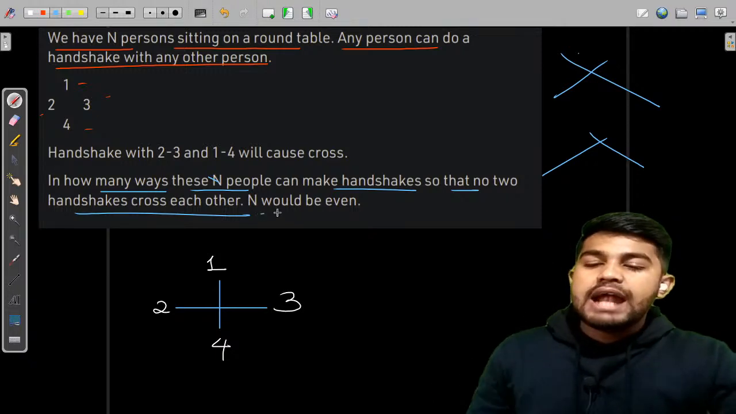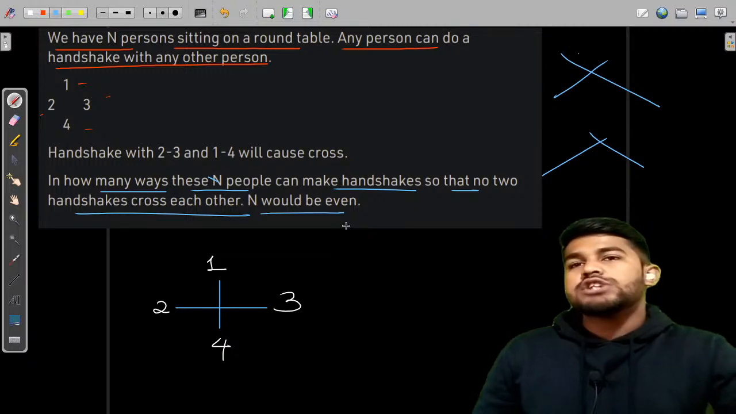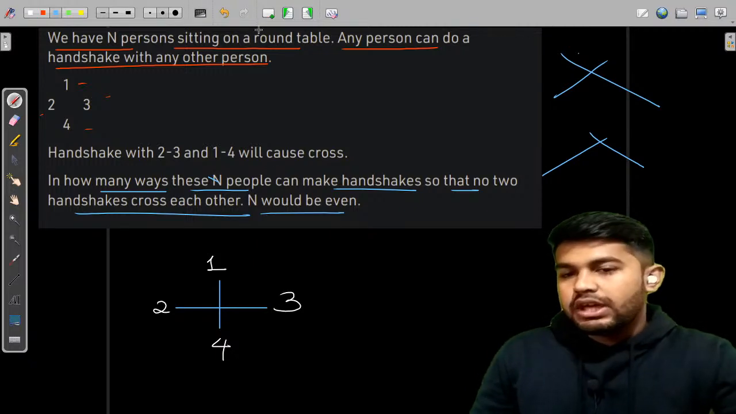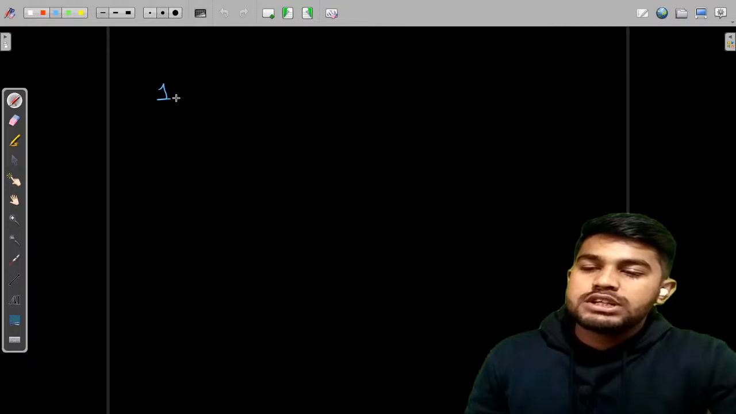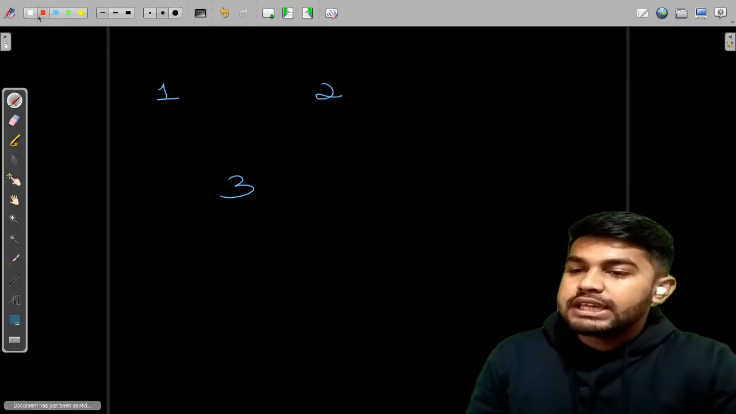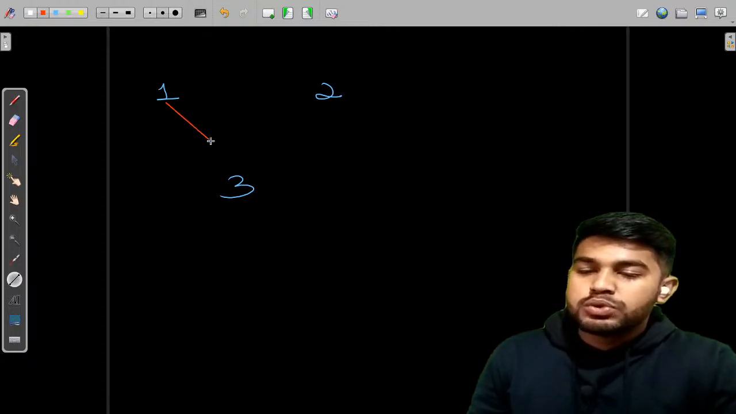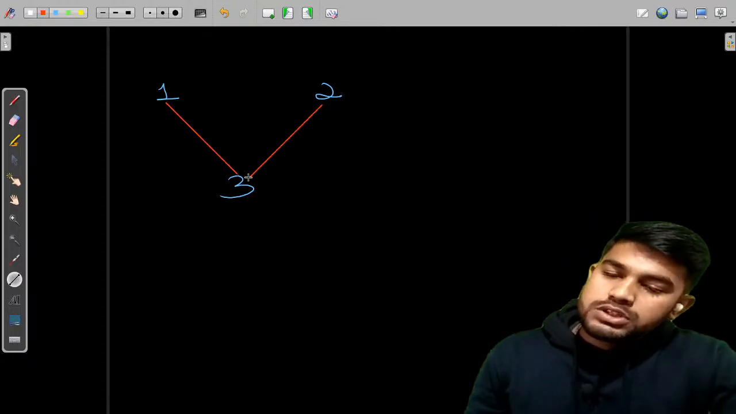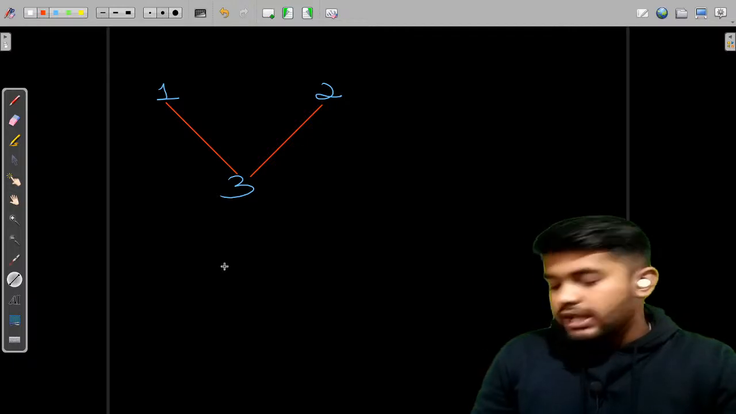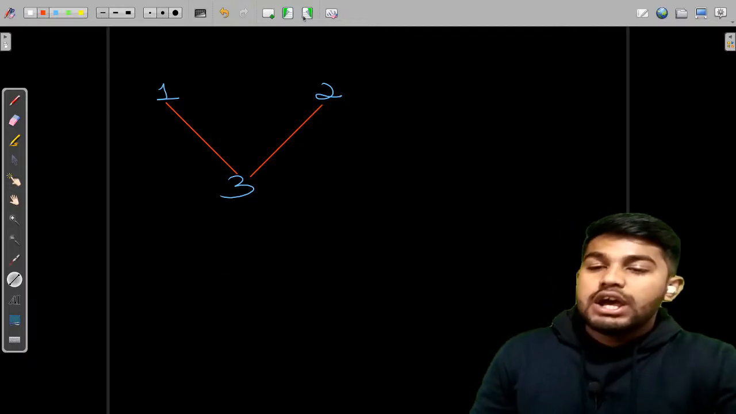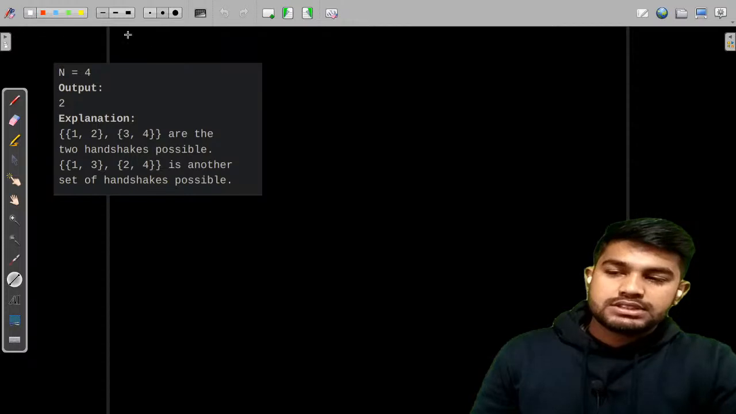And n should be even, obviously, because we need another person. Why? Because suppose there is 1 and there is 2 and there is 3. It can't be the case that 1 is doing a handshake with 3 and 2 is also doing a handshake with 3. This shouldn't be the case. Now let us move to the sample test case.